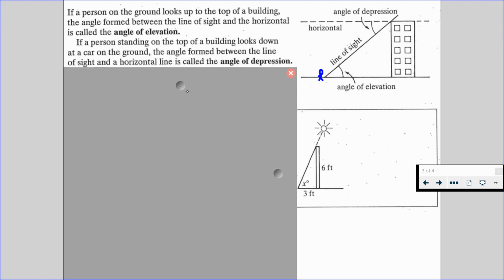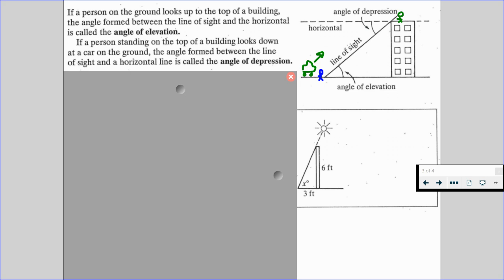Now, if a person standing on the top of the building looks down at a car on the ground, the angle formed between the line of sight and the horizontal line is called the angle of depression. So if there is a person up here looking down at a car, I'm going to try to draw a car. It's going that way, away from the person. If the person is on top looking down, we call that the angle of depression.